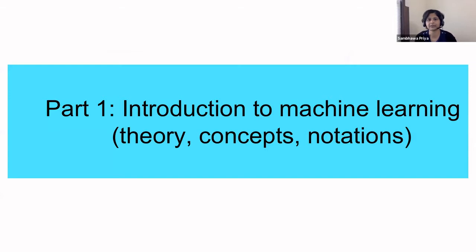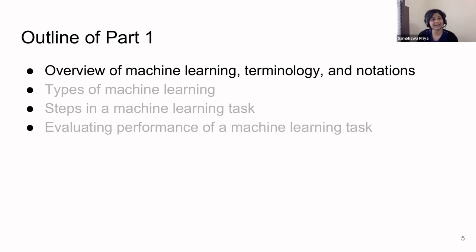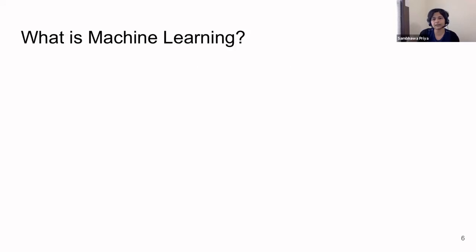So here we're going to cover an overview of machine learning, terminology, notations, what the types of machine learning algorithms are, what steps need to be executed in a machine learning task, and how we evaluate the performance of a machine learning algorithm. So let's look at some of the overview and concepts here. So what is machine learning?